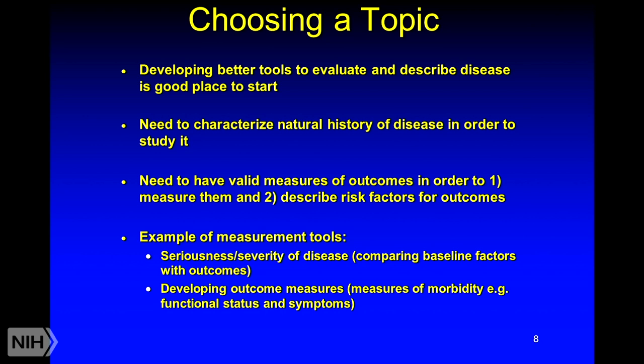And finally, you might want to just describe what the risk factors are for having certain outcomes. For instance, who is more likely to die from a certain disease, who is more likely to live, who's more likely to have complications or disability in their life, based on patient characteristics.